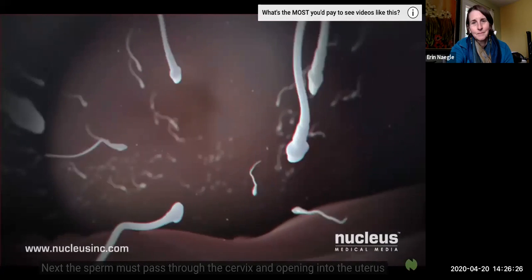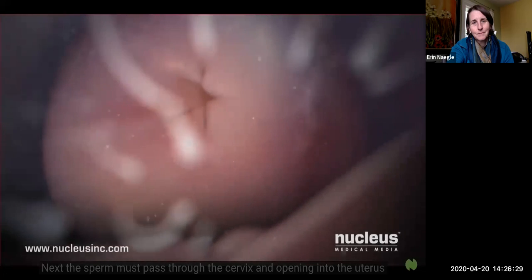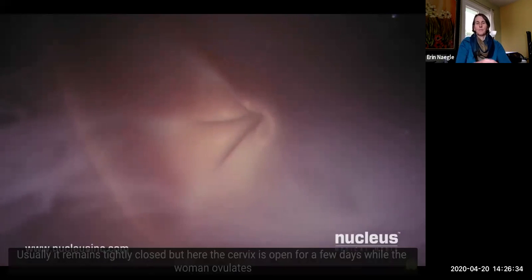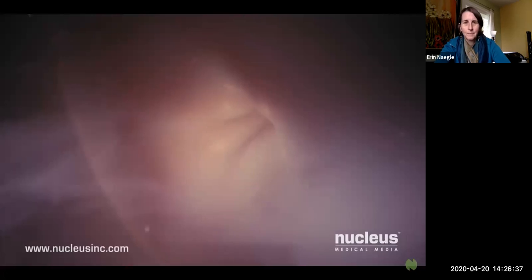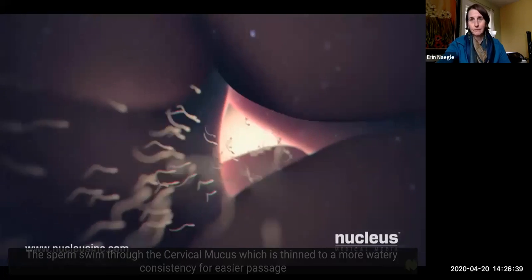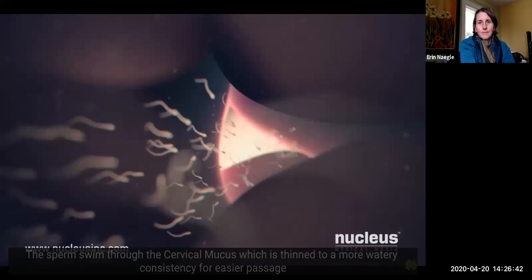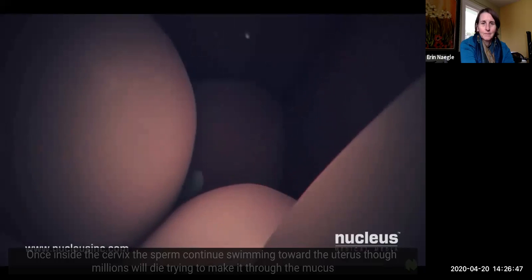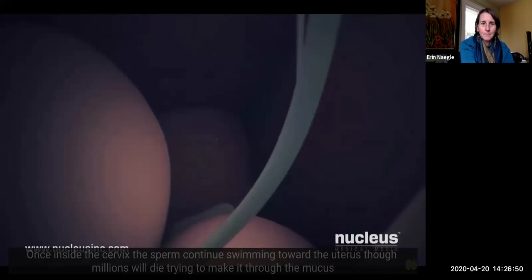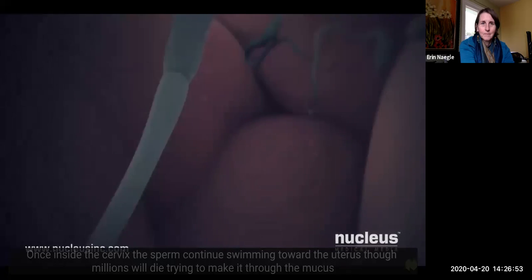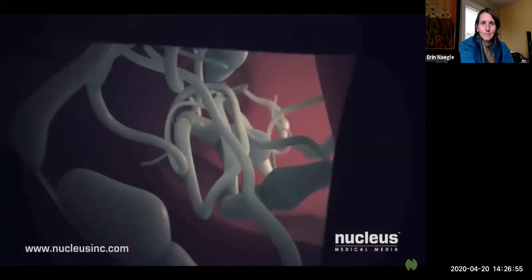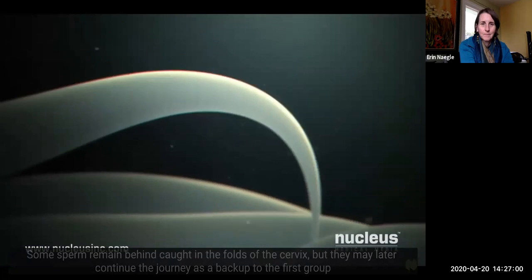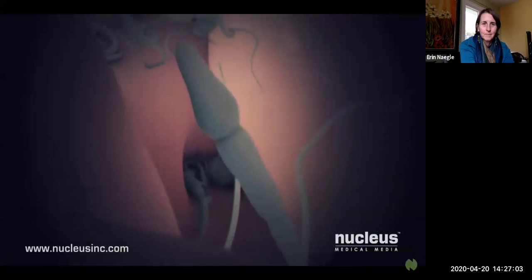Next, the sperm must pass through the cervix, an opening into the uterus. Usually, it remains tightly closed, but here the cervix is open for a few days while the woman ovulates. The sperm swim through the cervical mucus, which is thinned to a more watery consistency for easier passage. Once inside the cervix, the sperm continues swimming toward the uterus, though millions will die trying to make it through the mucus. Some sperm remain behind, caught in the folds of the cervix, but they may later continue the journey as a backup to the first group.